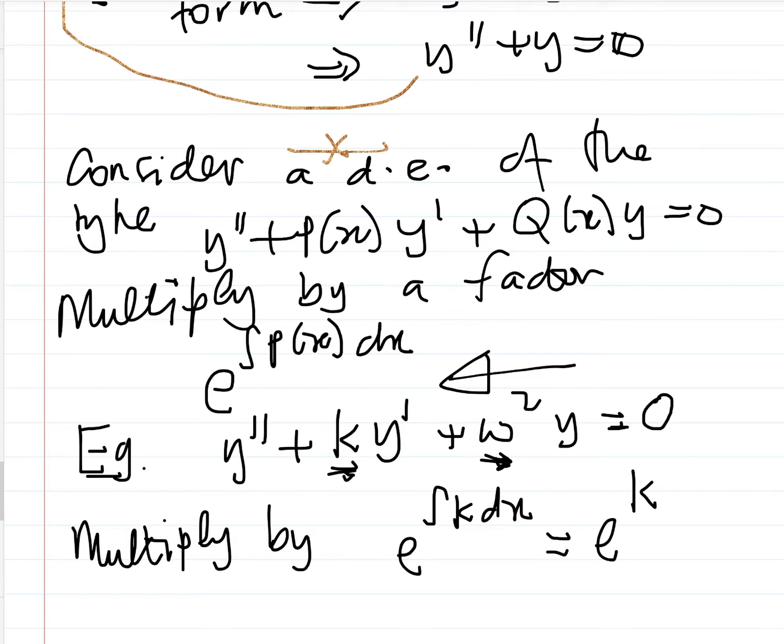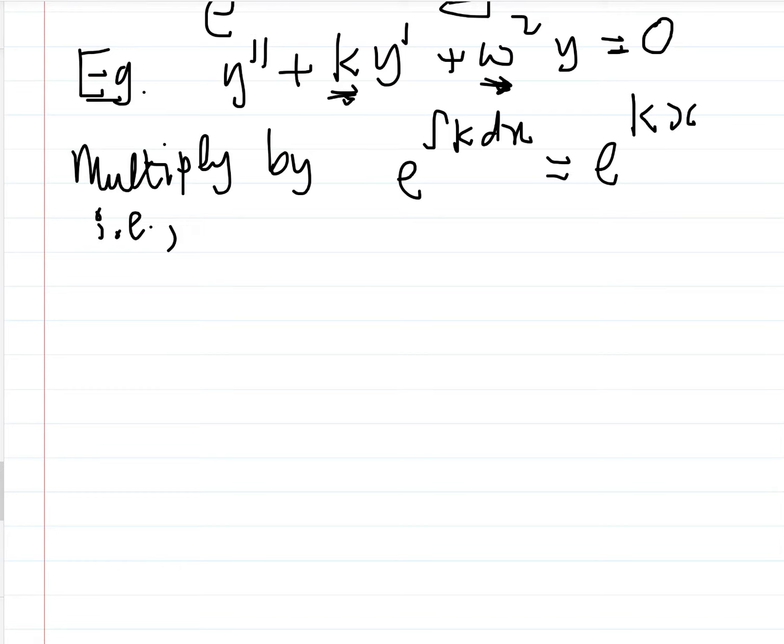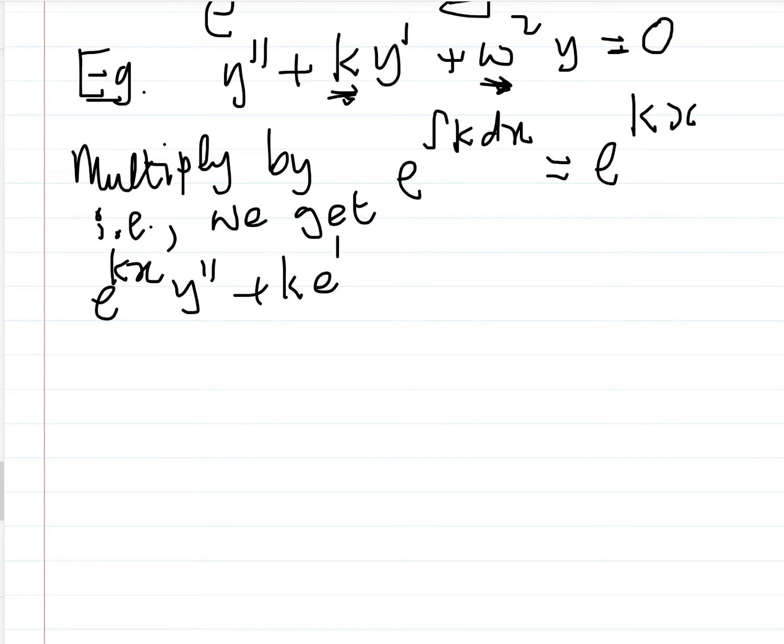That is, once we do that, the differential equation after multiplication by this factor becomes e to the kx y double dashed plus k times e to the kx times y dashed plus omega squared e to the kx times y equals 0.